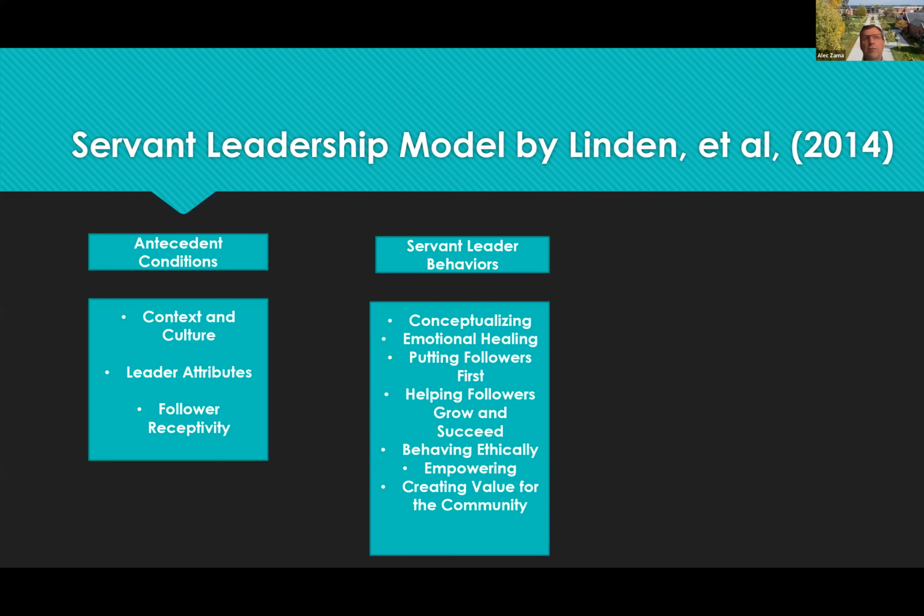And then follower receptivity. There are some followers who are not receptive to this type of leadership. There is research that shows some evidence that this type of leadership is not acceptable or doesn't work for all followers. So followers must be receptive. Some followers might perceive this type of leadership as micromanagement, and that's demotivating to them.